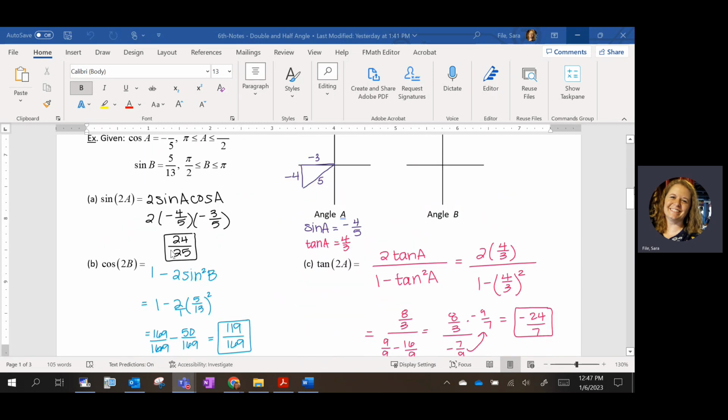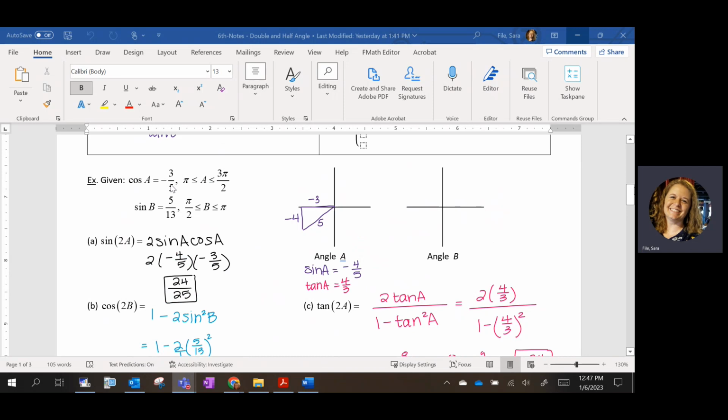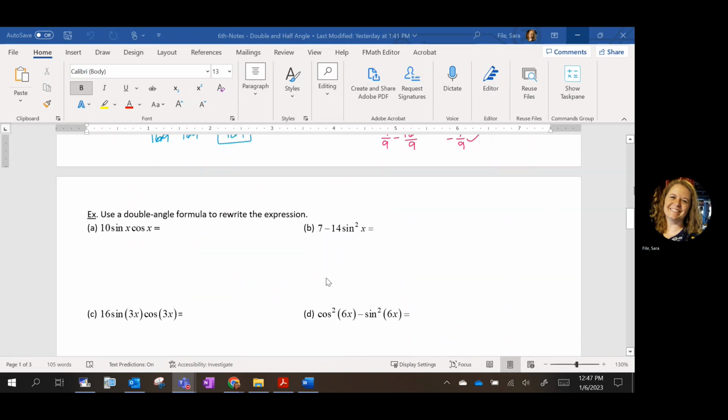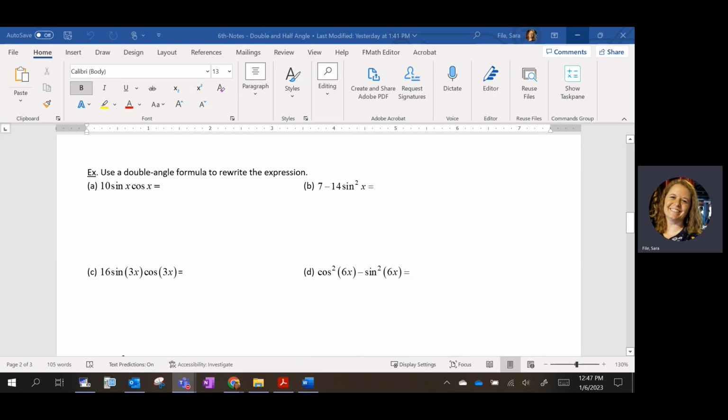For the first example, we had to sketch an image of angle A and use the fact that they gave us the cosine ratio so that we could get sine and tangent of that angle to use in a couple of the problems. Is everybody good with this one? Okay, so then we're going to flip over to the back.